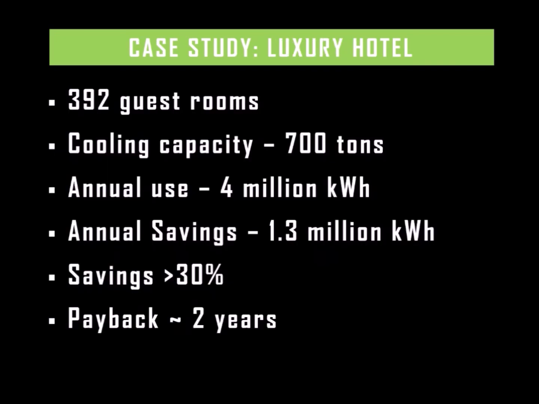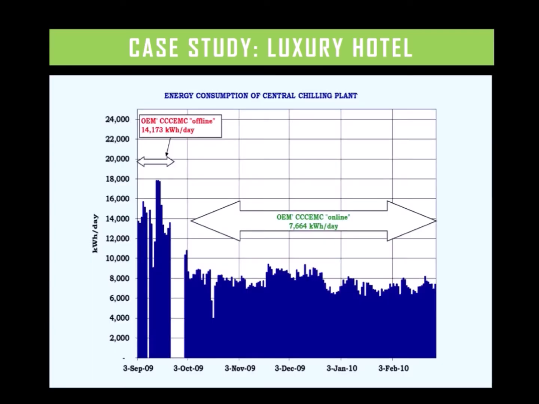This case study is a luxury hotel, 392 guest rooms, cooling capacity of 700 tons. The annual use was 4 million kilowatt hours, and the savings came in at 1.3 million kilowatt hours. That's over 30%, and the payback in 2 years. This luxury hotel saved 7,664 kilowatt hours per day.